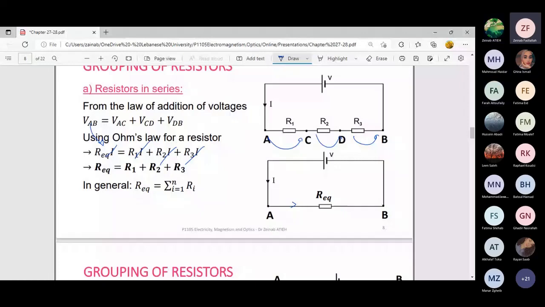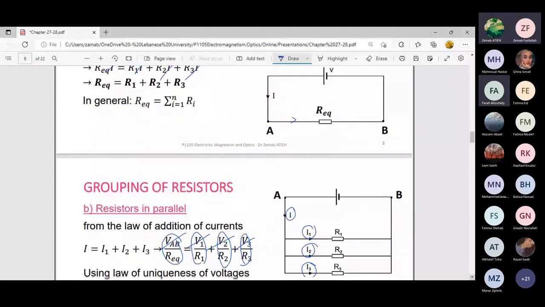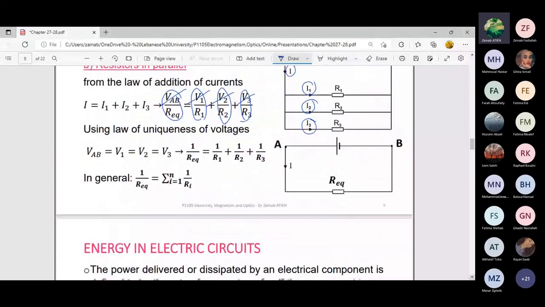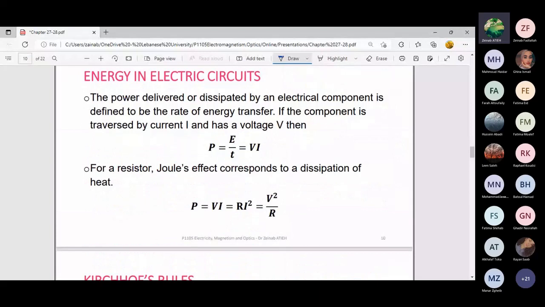Let's talk about energy in electric circuits. Usually, it depends on the electrical component that we are studying. If we are studying a generator, we are interested in the power delivered by the generator. If we are talking about a receiver or a resistor, we are mainly thinking about the energy dissipated by this resistor or this receiver.